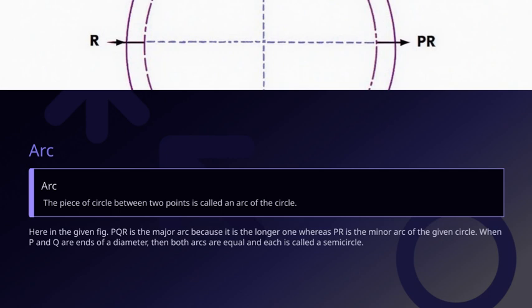Remember, an arc essentially represents a segment of the circle's circumference, and understanding the difference between major and minor arcs helps us analyze various properties and angles related to circles. This concept ties into the overall theme of understanding circle geometry and how different parts of a circle relate to each other.